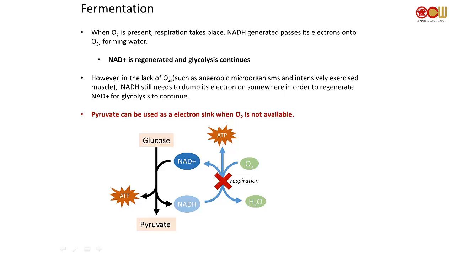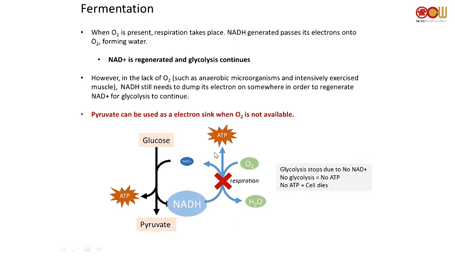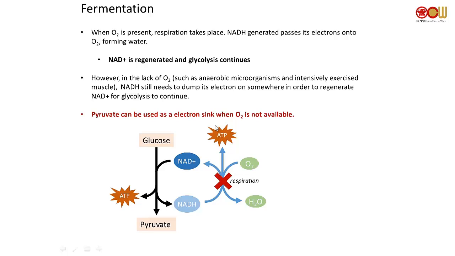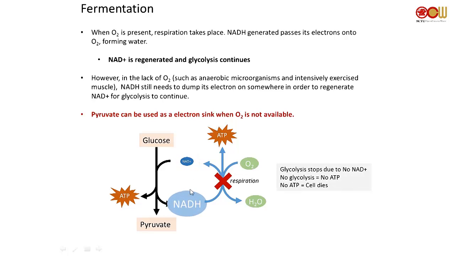So NADH really needs to find a place to dump its electrons in order to generate NAD+, so glycolysis can continue. It turns out pyruvate can serve as an electron sink when O2 is not available. When you don't have oxygen, you don't have NAD, you have a buildup of NADH, and your NADH has to do something. It turns out in humans, we produce lactate. In many microbes, like yeast, they produce ethanol.